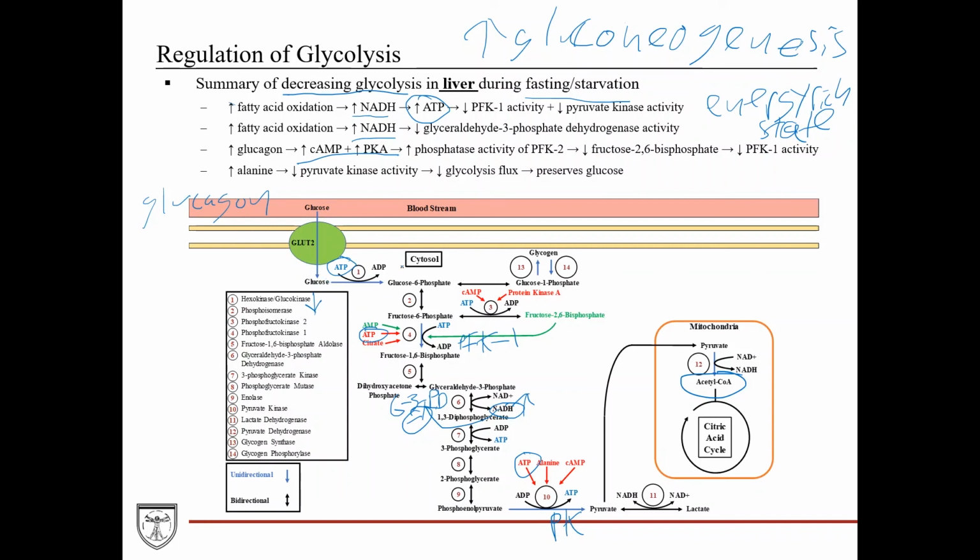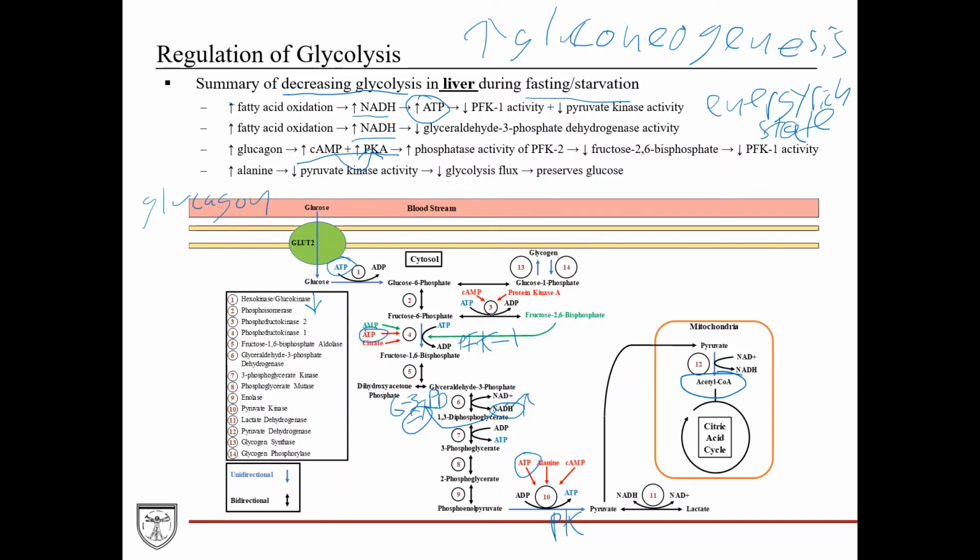You don't want to contain it within the cell. You want to be able to release it. So you don't need high levels of glucokinase. So glucagon leads to decreased levels of glucokinase. The other thing that high levels of cyclic AMP and high levels of protein kinase do, because remember this activates this, is that at first it increases the phosphatase activity of PFK2.